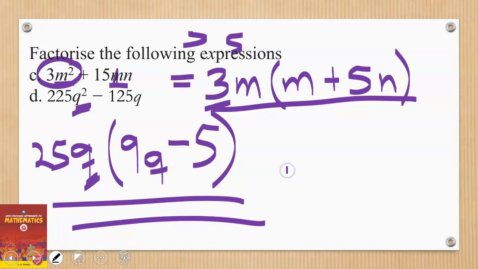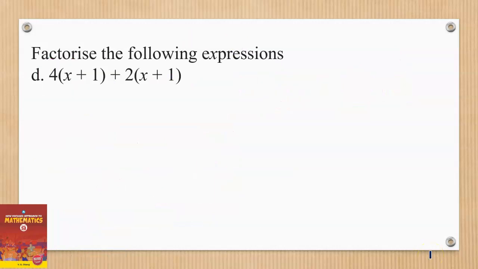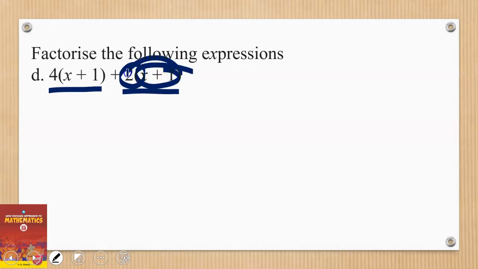Okay, let's do the last one. So with the last question, we have 4 into bracket x plus 1 plus 2 into bracket x plus 1. If you don't take care, you might think this is not a binomial, but it is, because this is a term and this is also a term. Because of the multiplication between the two and then the whole of this, it makes it one term. The same thing applies to this one to be one term. So here we have two terms, which is a binomial.